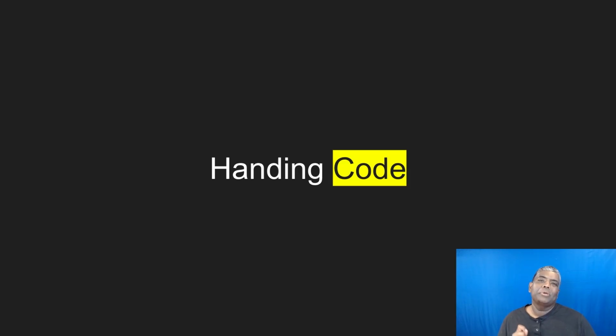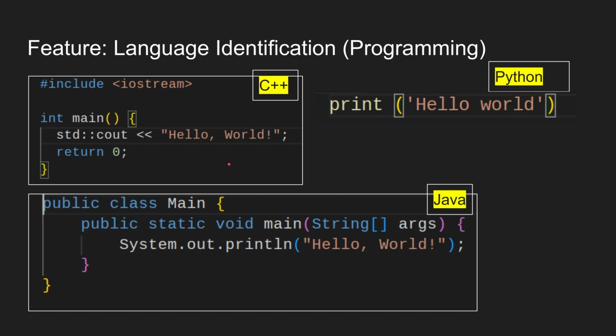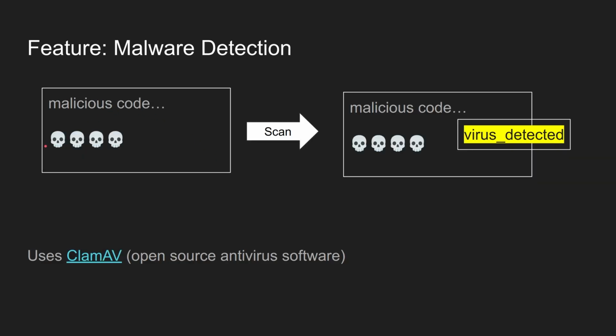Next, let's talk about handling code. Say our code base contains programs in different languages. We have a module that will go through and tag them by what programming language they are. Also, let's say code in our code base may have malware or malicious code, and we have a module to scan through the code and tag them if any malware is detected. For this, we use ClamAV, which is a very popular open source antivirus scanner.